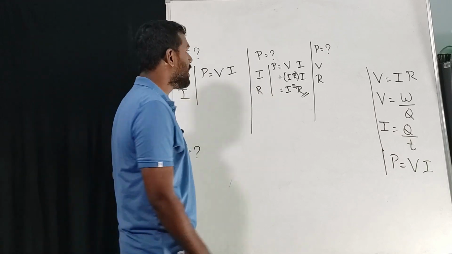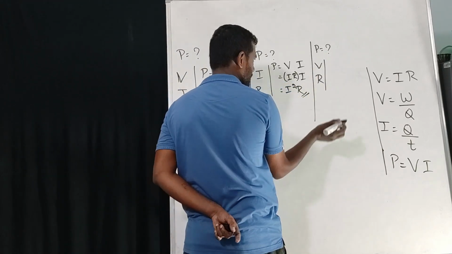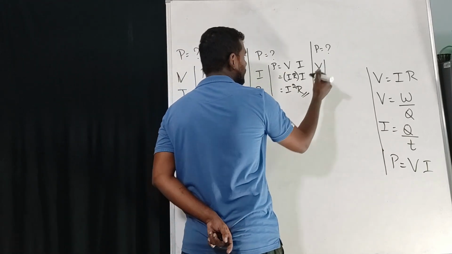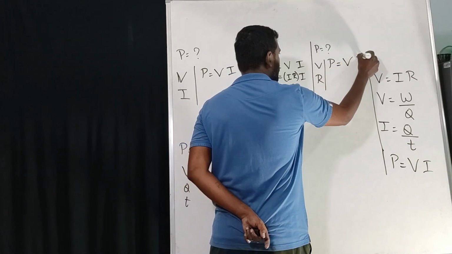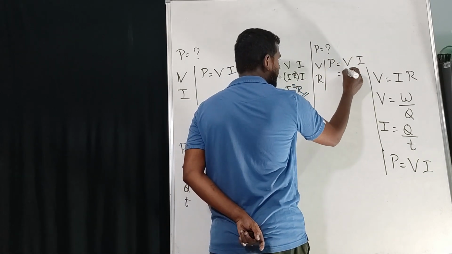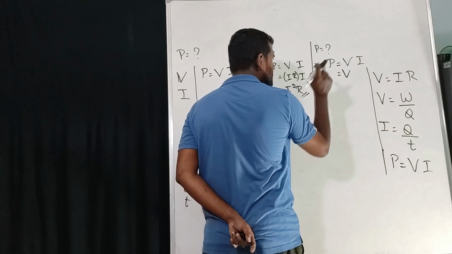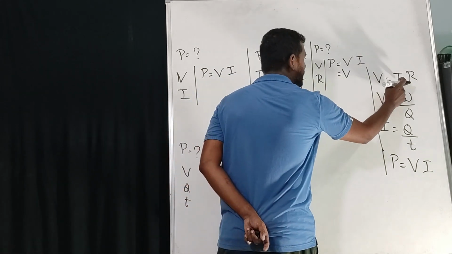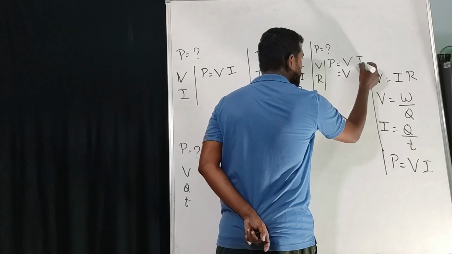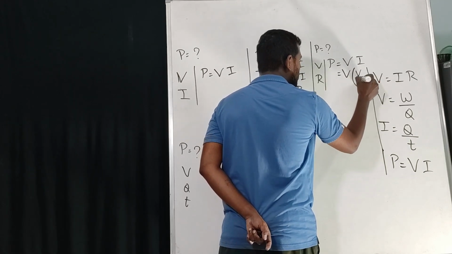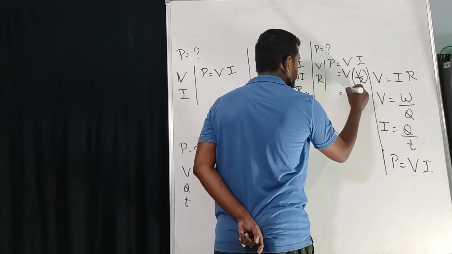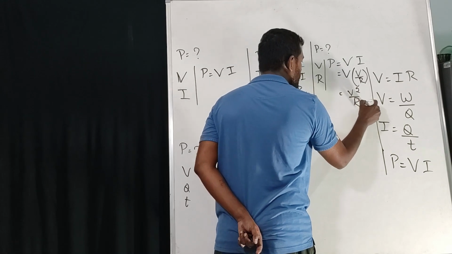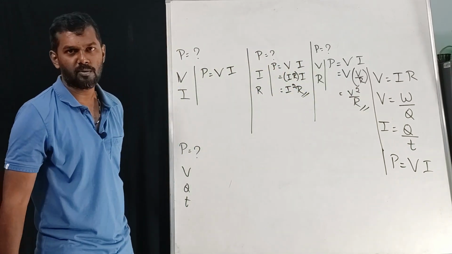One more formula. If V and R are given and the I value is not given, write the basic formula again. The V value is given, right? Write the V value as it is. I is not given. Using V and R, how to find the value of I? I is equal to V by R. So instead of I, I'll write V by R. So V into V, V square by R. That's it. This is the formula to find power.